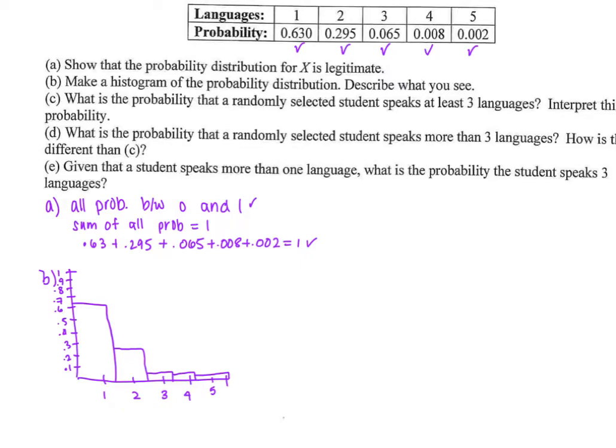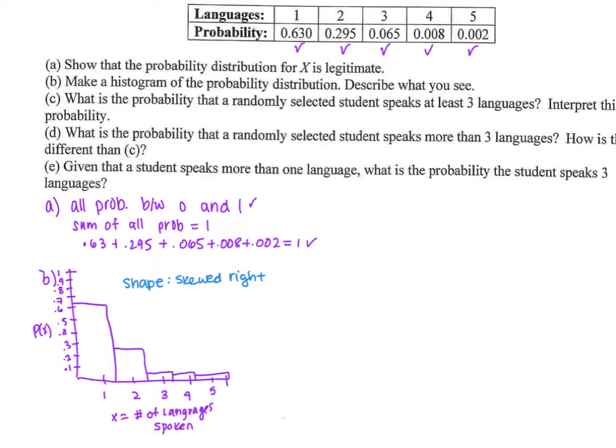So there's the distribution shown in a histogram, and I'm going to label my axes. X equals the number of languages spoken, and then my y-axis is P of x, the probability that X happens. We can describe the shape of this distribution. The shape is skewed right. Usually you'll have to describe the shape of a probability distribution.